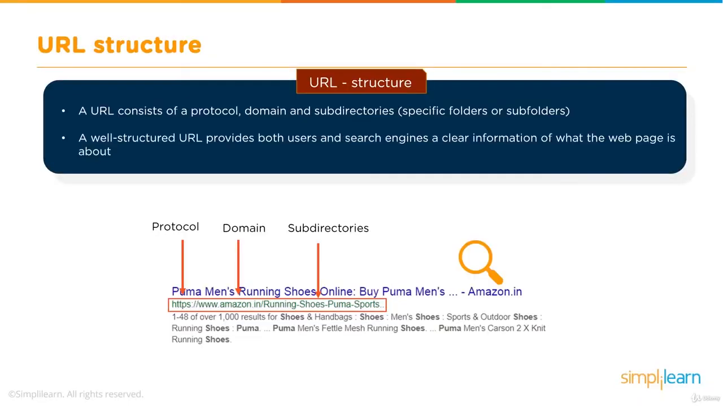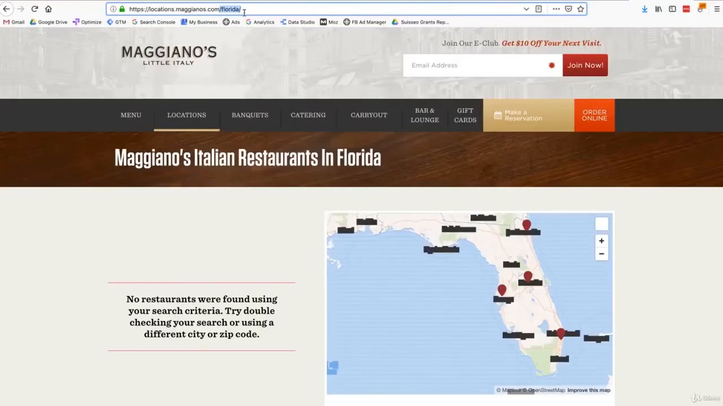So a well-structured URL not only provides the users with information about where they're going when they click on your link in the search engine results, but more importantly, it also provides the search engines some information about what the web page is all about. So going back to our simple example with Maggiano's, the search engines know that if somebody clicks on this link, they're going to a page about Florida. The URL structure is pretty simple to understand. We know it's a secure site, we know it's Maggianos.com, and we know the subdirectory is Florida.